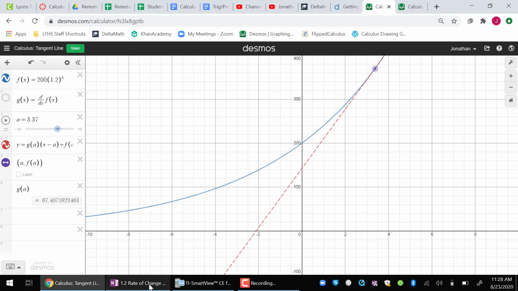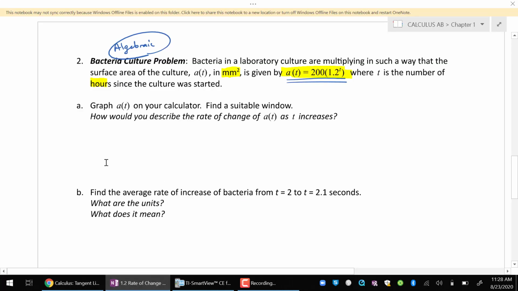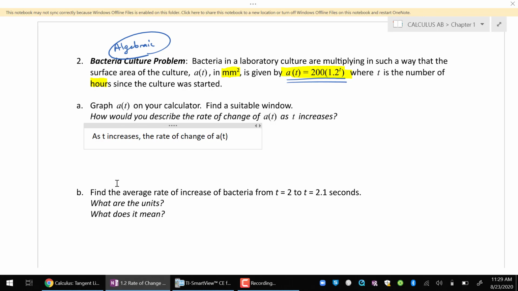So what I might say on my paper here to answer this question: as t increases, the rate of change of A of t, and that's like saying the slope of A of t, increases.